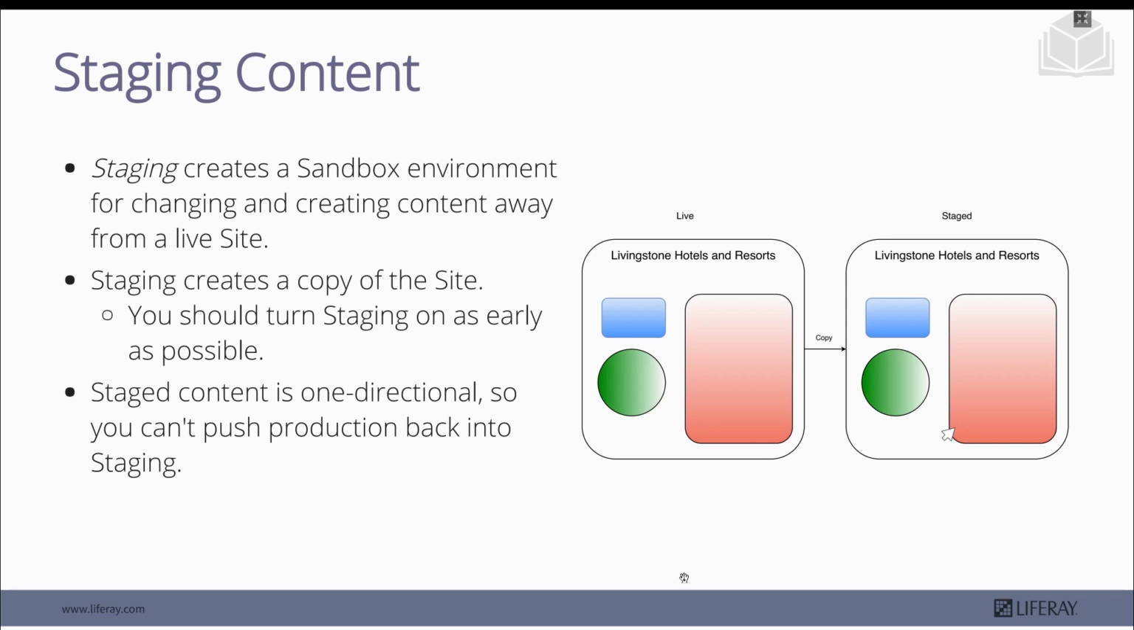So the way that staging works is the live environment is first going to be copied, and it's going to be copied over into the staged environment, right? And then the process rinses and repeats. You publish the staged environment to the live, it creates another copy, and then you have live and staged.